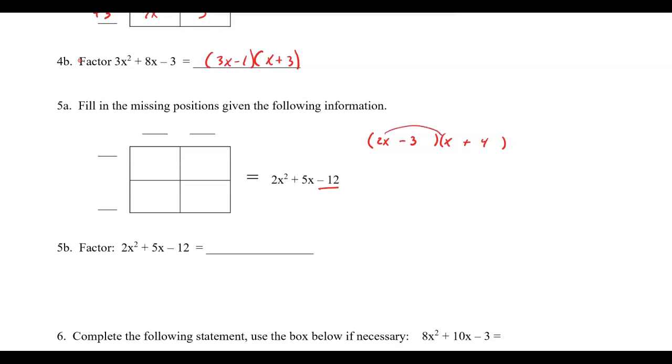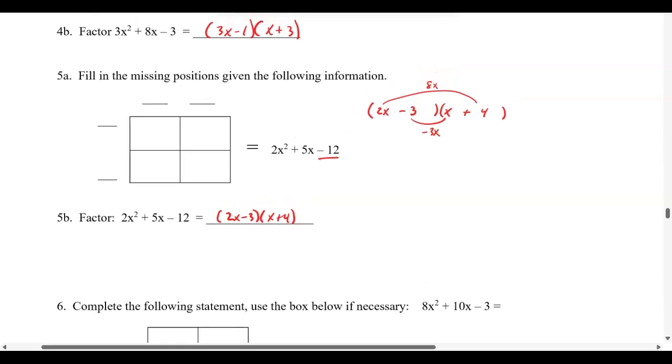Let's check the outers. It's going to give me 8x minus 3x. Is that going to give me 5x? It does. So I know this factors out to be 2x minus 3 times x plus 4.